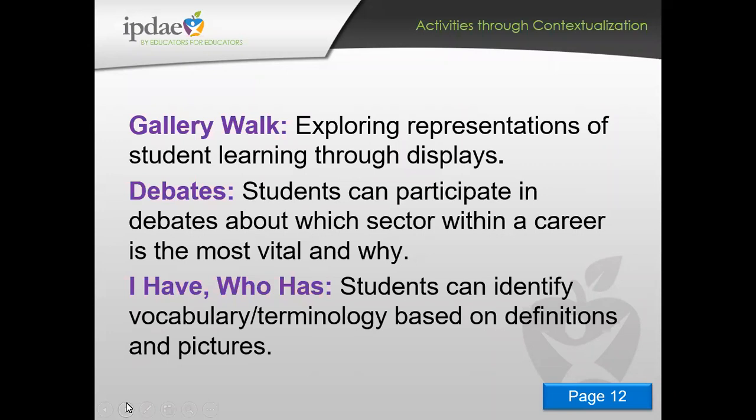I have who has. I had to dig in my bag for this one. I had to go back to my elementary years of teaching. But I have who has, students can identify the vocabulary, terminology based on definitions and pictures.